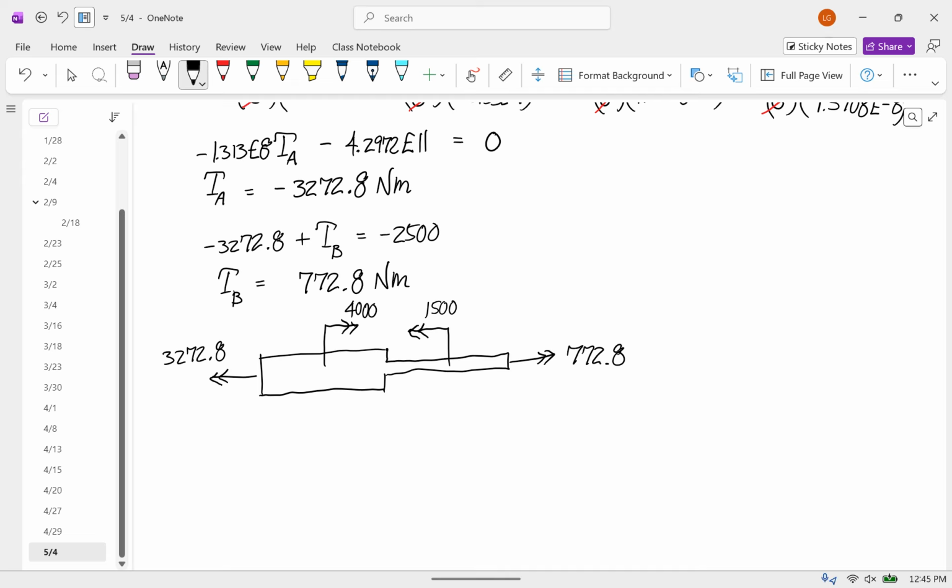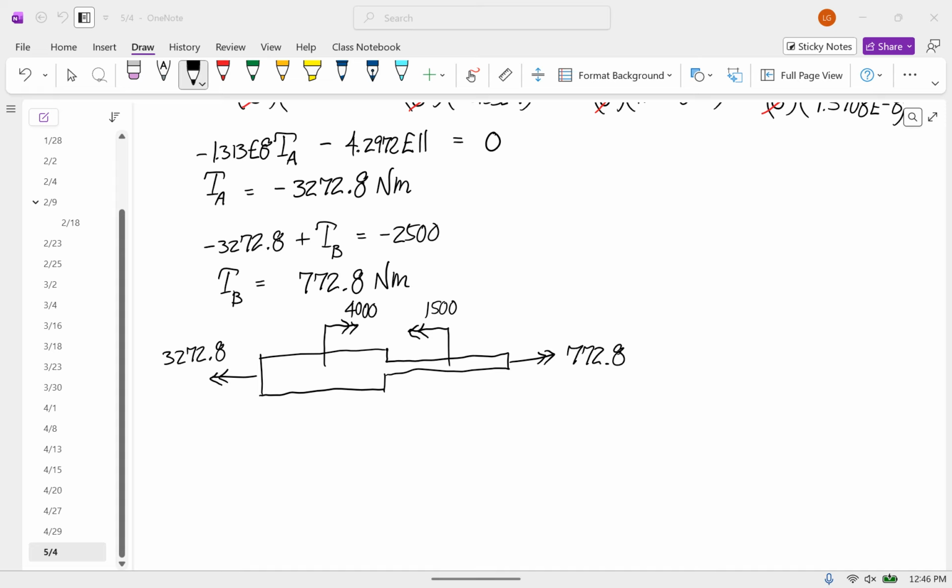So we got some weird effects here, I guess, because of the changes in geometry. You would think both of these two torques would be opposite the 4,000, but that's not how it worked out. It gets a little more complicated than that because of the change in geometry.